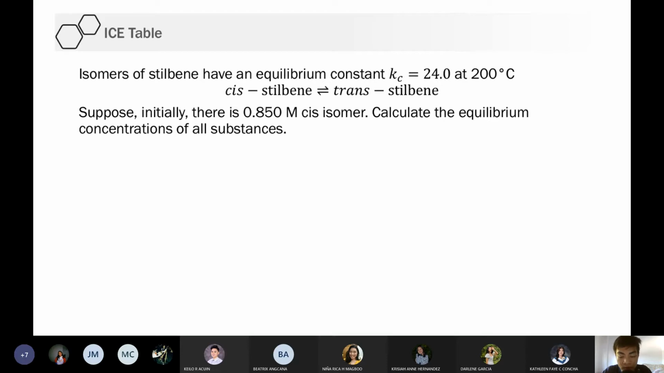Okay, so again, the format of our questions here is this. It will give you the initial amounts of your species, and then it will ask for the equilibrium concentration. So whenever you see problems like this, where the initial amount is given and you're asked for the equilibrium concentration, then that means you have to use the ice table. Okay, so you have to use the ice table in order to answer this question.